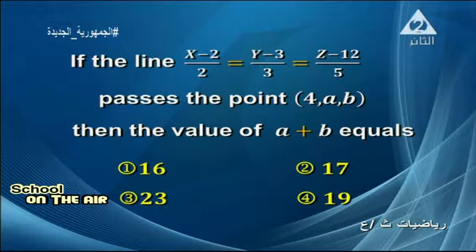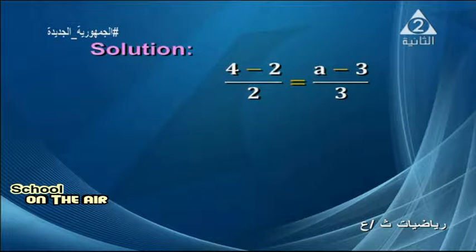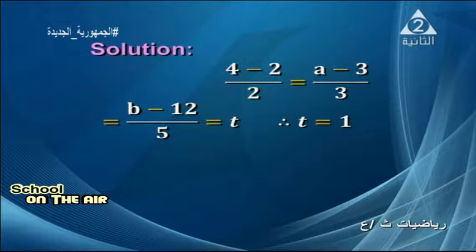What do you mean, my dear students? The straight line passes through the point (4, a, b). By substitution, x equals 4, y equals a, z equals b, we calculate the value of a and the value of b, then add a plus b. Before we choose the correct answer, by using substitution: (4 minus 2) over 2 equals (a minus 3) over 3 equals (b minus 12) over 5 equals t.